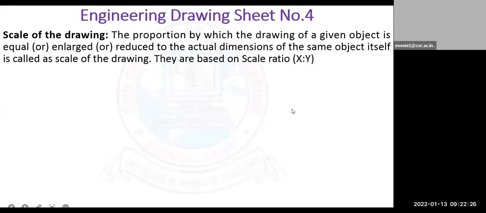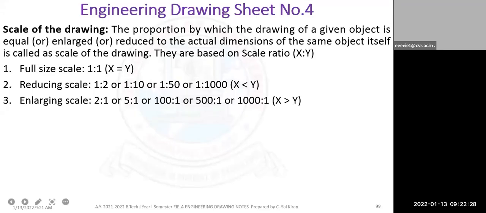So, scale of the drawing. All the objects we see in day-to-day life are either larger than the drawing sheet or smaller than the drawing sheet. That's the reason we either reduce the scale or enlarge the scale. If we draw the exact size of the object, it is 1:1. If you are reducing, then the denominator will be more. If you are enlarging, then the numerator will be more.